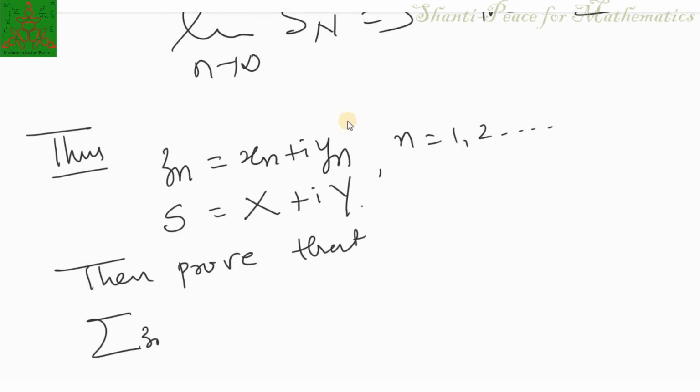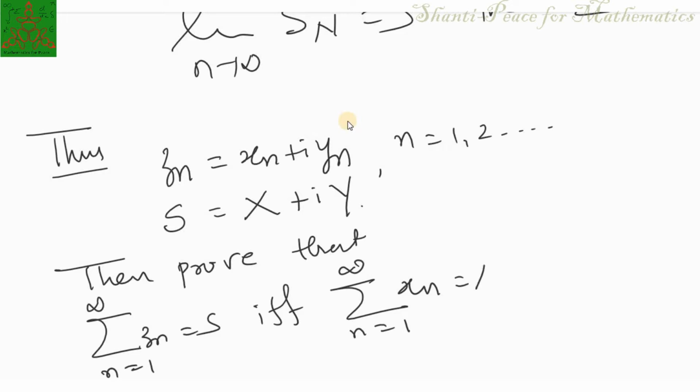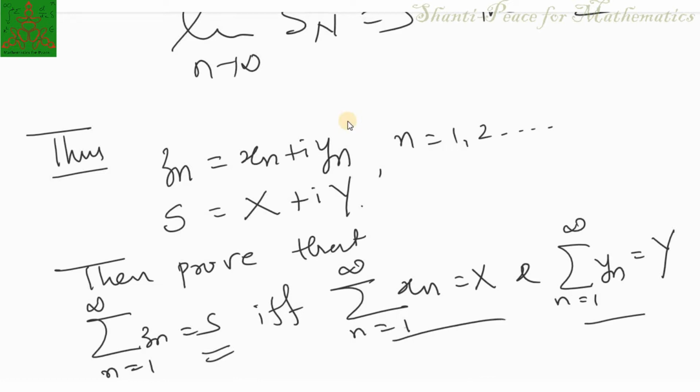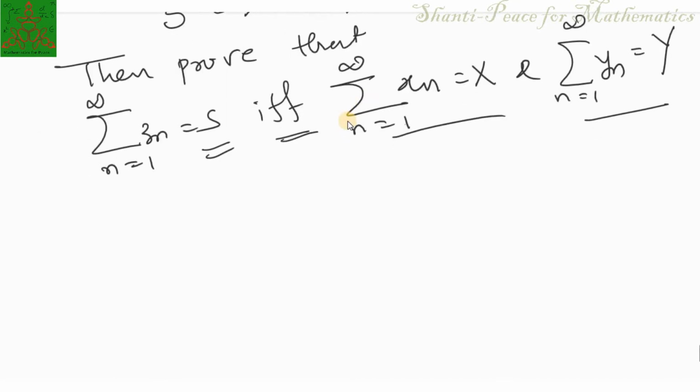Then prove that the summation of Zn as n tends to 1 to infinity converges if and only if the summation of xn, n running from 1 to infinity, is x and the summation of yn as n tends to infinity is y. That means if you have a convergent series, then its real part is convergent and its imaginary part is convergent, and the converse is also true because this result is if and only if. So the proof of this result is very simple, it comes from the sequence proof which we have discussed above.